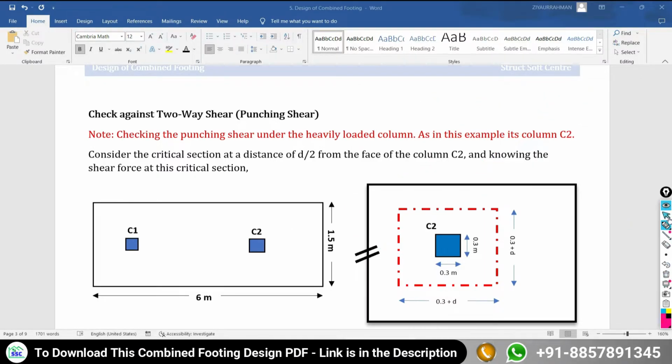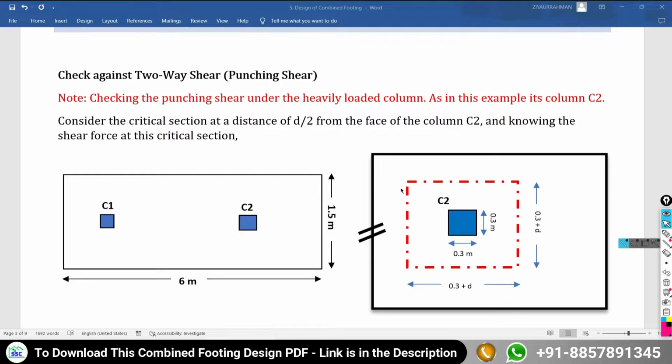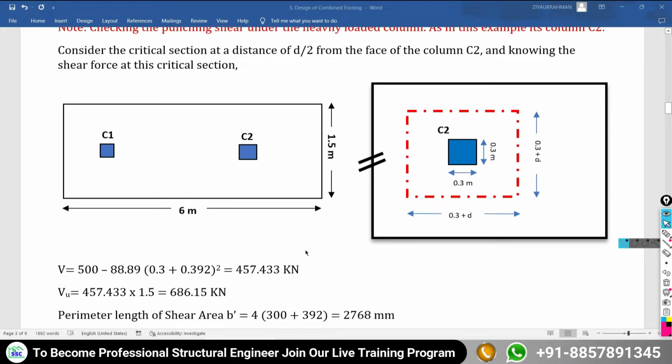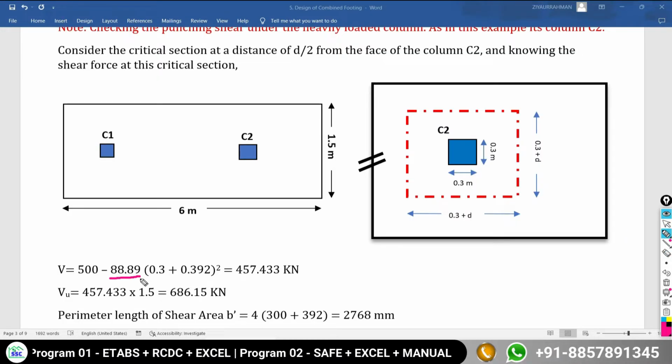Okay, so what is the next step? We need to find out how much shear force is going to be developed at this critical section. Now we have to find out the shear force at this critical section, and the formula for finding it will be equal to the load carried by this column C2 minus the upward soil pressure multiplied by the area of this punching shear section.